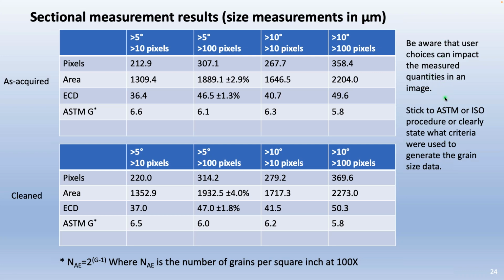And when I started to look at people that mention grain size, they don't really say what standard they use on how to do this with EBSD data. So my suggestion is to stick to the ASTM or the ISO procedure, or clearly state what you did to generate the grain size data. Otherwise, the data really doesn't mean a whole lot. As you can see here, I can adjust that grain size from 36 to 49.6, which is a fairly large difference in my mind.